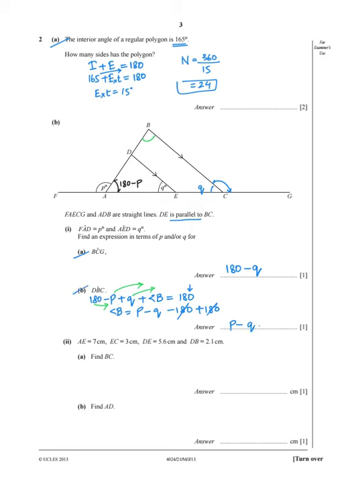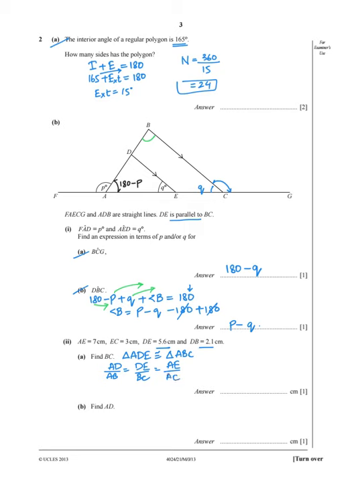After that, AE is 7, EC is 3, DE is 5.6, and DB is 2.1. You need to find BC. With the help of similar triangles, we can do it easily. I can say that triangle ADE is similar to triangle ABC. With the help of this similarity, we can apply the ratio here. So it's AD divided by AB equals DE divided by BC equals AE divided by AC.